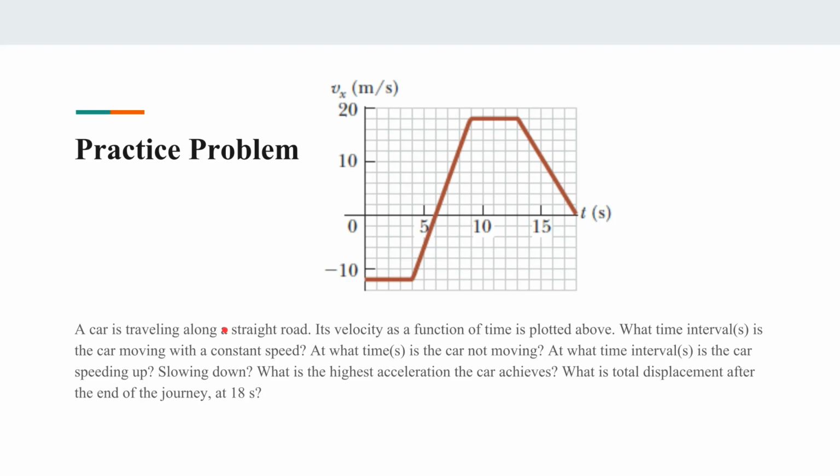So we have a practice problem here. A car is traveling along a straight road. Its velocity as a function of time is plotted above. What time intervals is the car moving with a constant speed? At what times is the car not moving? At what time intervals is the car speeding up? What time intervals is the car slowing down? What is the highest acceleration the car achieves? And what is the total displacement after the end of the journey at 18 seconds? So this is the end, 18 seconds.